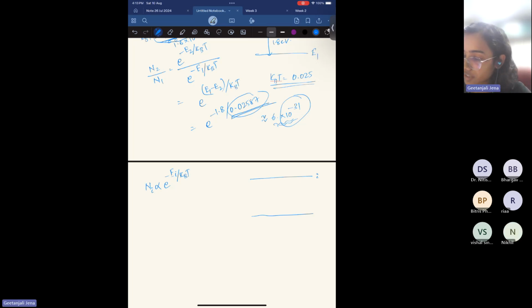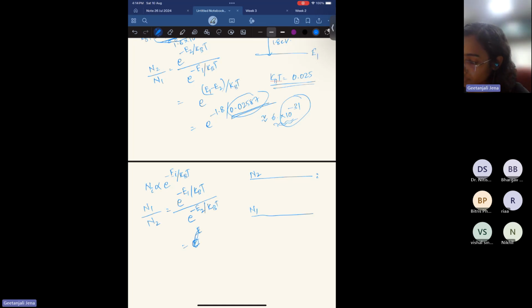So if we have two states, let's say N1 and N2, and it is a non-degenerate state, that means gi is 1. What is the occupation probability of atoms in the ground state to that of the excited state? So it is asking about N1 by N2. N1 by N2 will be e to the power minus E1 by KBT divided by e to the power minus E2 by KBT. So I think we'll get e to the power E2 minus E1 by KBT.